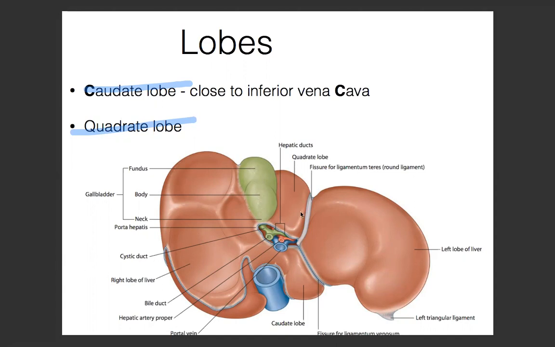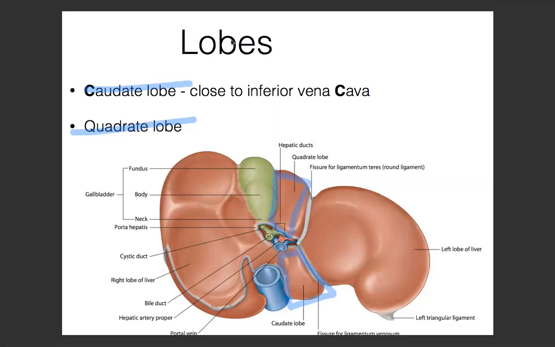Let me show you them in the picture. The quadrate, and then the caudate. Now, in a lot of exams, they would ask you about them. In DR, sometimes they would label one of them. In the oral exam, they could ask you about them too. So it's a very common area of question.